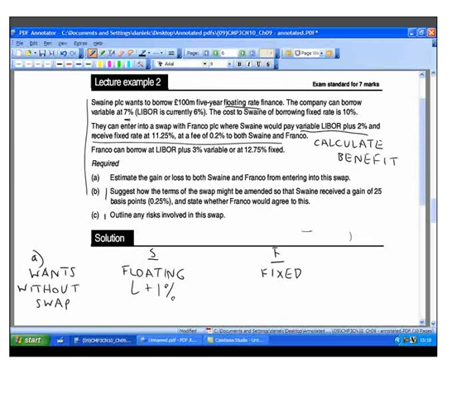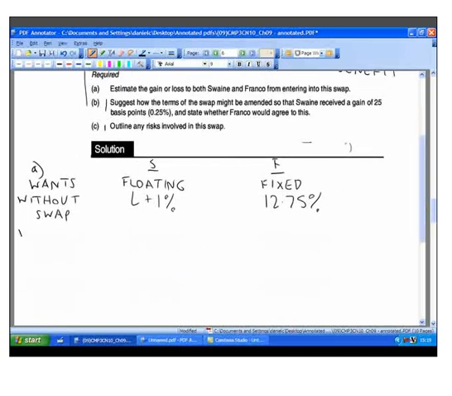And because we're already told the terms of the swap, we don't need to work those out. We can actually go straight to what the cash flows will be if they do a swap. If they do a swap, Swain gets the type of debt that they don't want, so they go and get fixed rate borrowing of 10%. So they are going to borrow at 10%. They're going to pay interest at 10%. Franco will go and get the type of borrowing they don't want. They're going to get variable rate borrowing at LIBOR plus 3%. And they're going to pay interest on that.